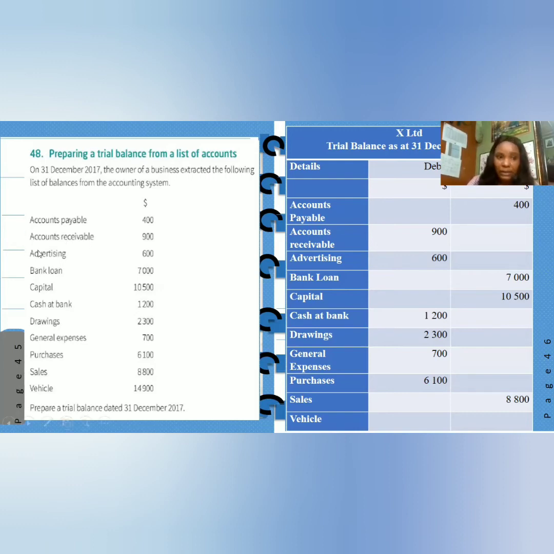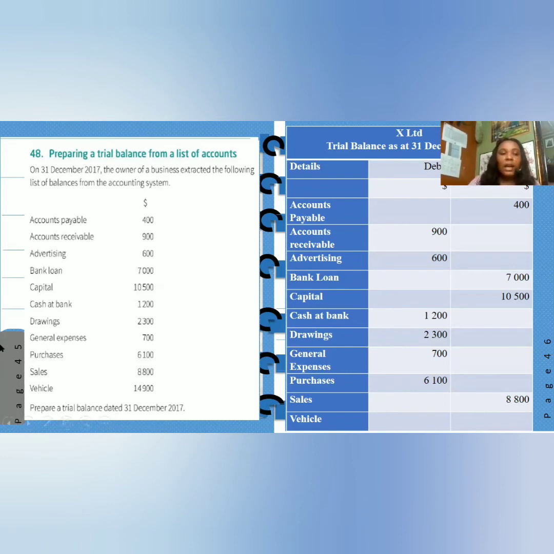Accounts receivable, money belonging to us, it's owed to us, we'll get that money eventually, so it's an asset, it will go on our debit side. Advertising, it's an expense. Expenses carry debit balances, so we put it on the debit side. Bank loan, $7,000. It's a liability because we owe the bank that money, and so it goes on the credit side. Capital, $10,500. It goes on the credit side because the business owes the owner that amount of money.